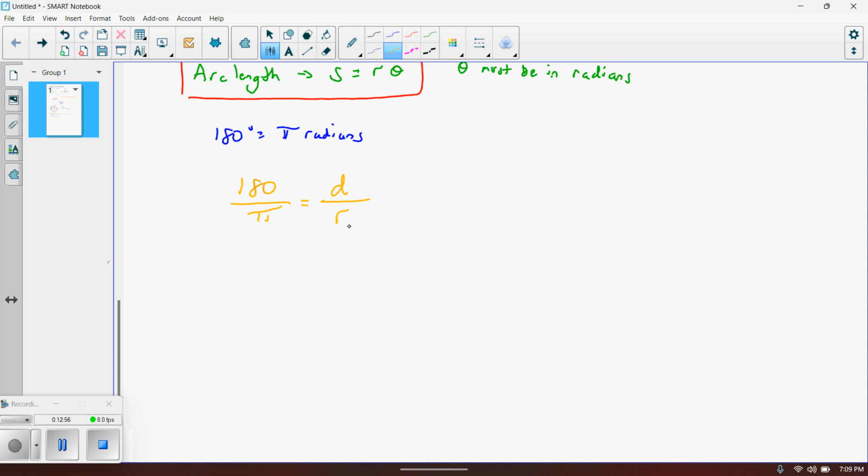Just keep it consistent. Technically, I could have written pi over 180. The only difference is now the R would be on top and the D would be on the bottom. It's going to work either way. So you can pick one of the two of these and go with it.